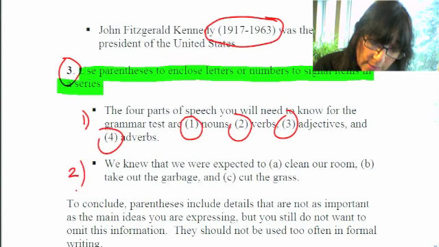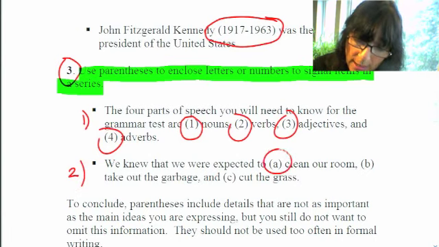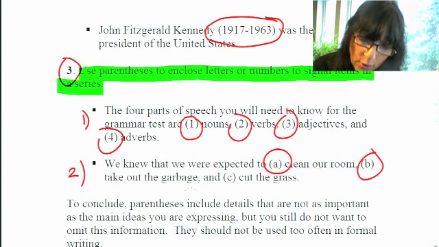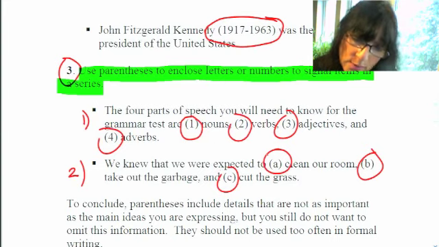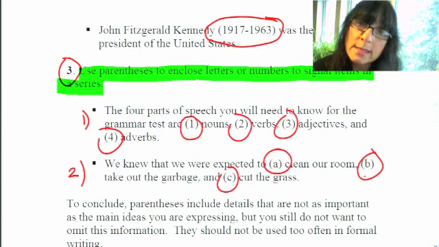But take a look at this second example. We knew that we were expected to (A) clean our room, comma, (B) take out the garbage, it's a list, and (C) cut the grass. So there's your list, but instead of using numbers in your list or your series, you're using letters of the alphabet.